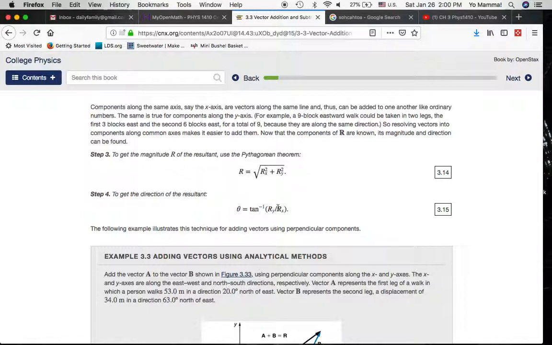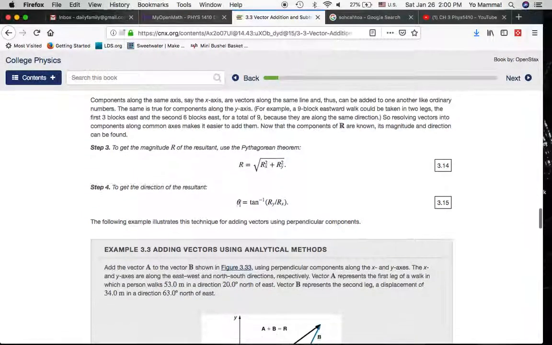And your calculator can do that calculation backwards. If you plug in the length of Ry, the y component, divided by the x component, and then take the inverse tangent, which is usually tan negative 1, but sometimes it's also called the atan, A-T-A-N, then it will calculate that angle for you, and then you know the angle.